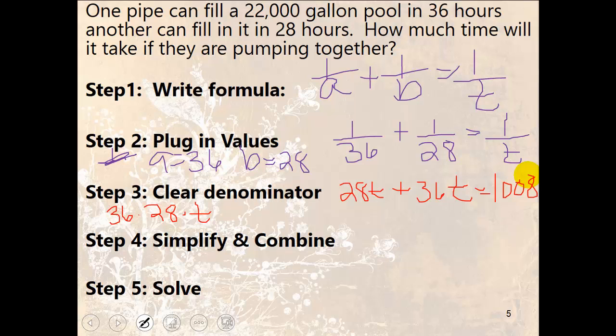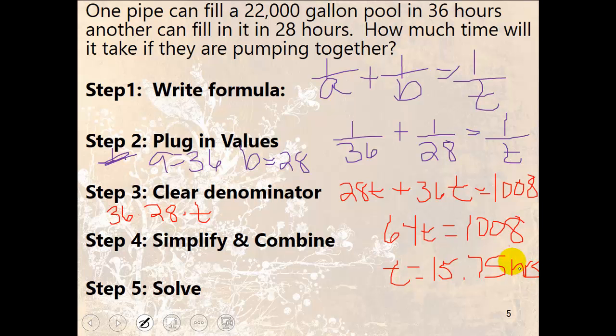Now I'm going to simplify and I get 64T is equal to 1,008, and 1,008 divided by 64, I get 15 3/4 hours.